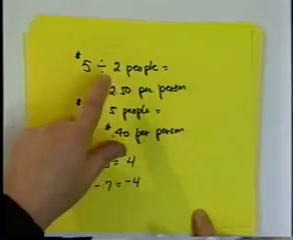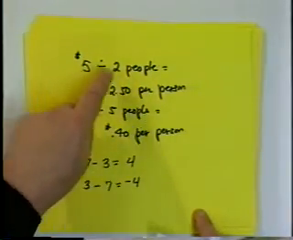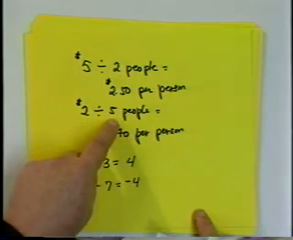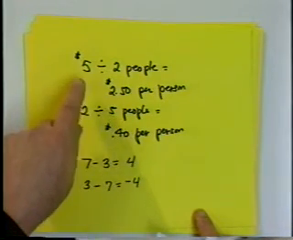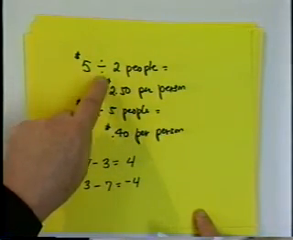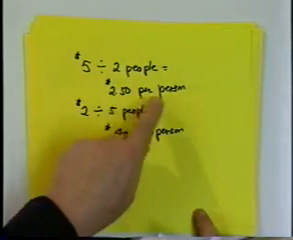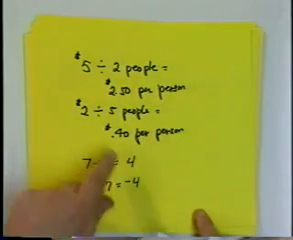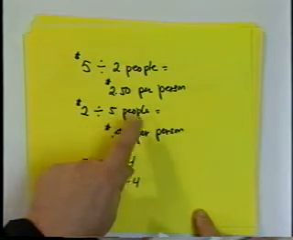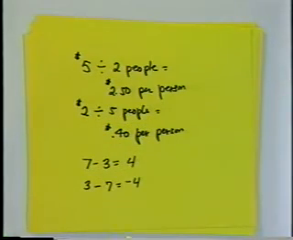in either a division problem or a multiplication problem. Notice that 5 divided by 2 and 2 divided by 5 are two entirely different numbers. For example, when $5 is shared equally by 2 people, each person gets $2.50. When $2 are shared equally by 5 people, each person only gets 40 cents.